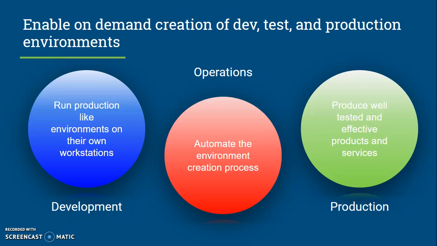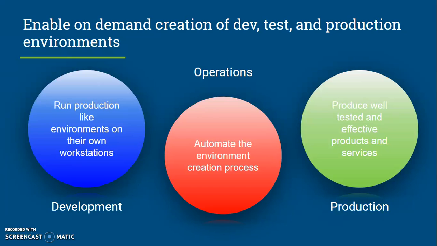So the whole point of enabling an on-demand creation of dev, test, and production environments is to allow for automatic testing on demand in a production-like environment so that when our code goes out, it actually is functional, and we know that it's functional because we've thoroughly tested it in a production-like environment where we can be certain that the results will be the same, repeatable results in a real scenario.